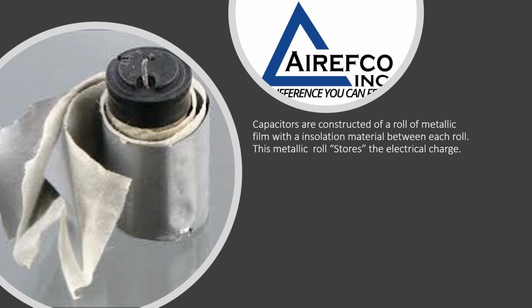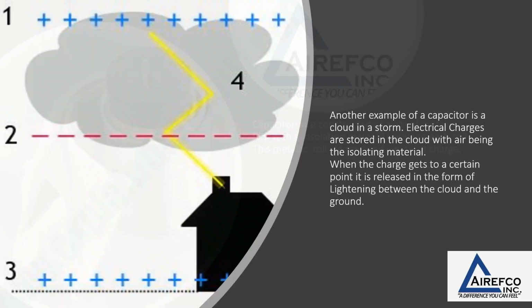Capacitors are constructed of a roll of metallic film with an insulating material between each roll. This metallic roll stores the electrical charge. Another example of a capacitor is a cloud in a storm. Electrical charges are stored in the cloud, with air being the isolating material. When the charge gets to a certain point, it is released in the form of lightning between the cloud and the ground.